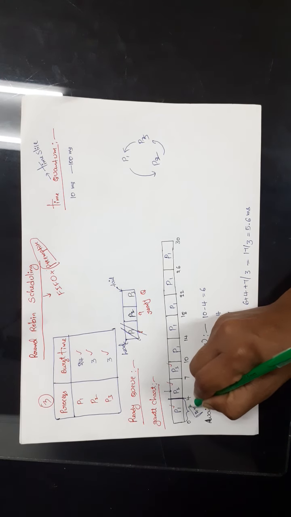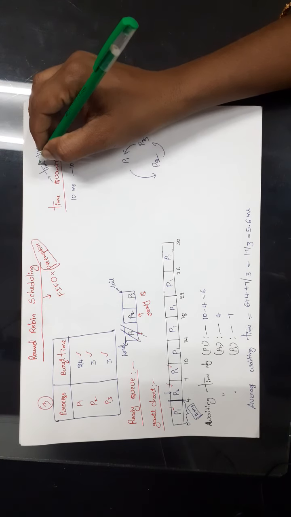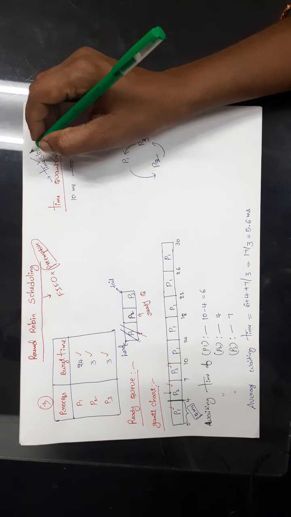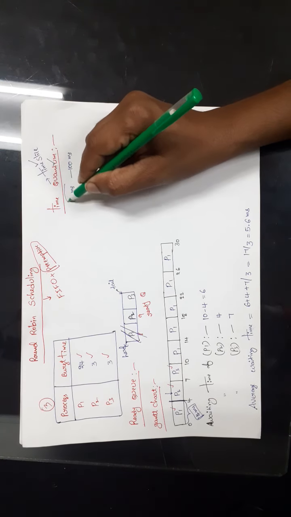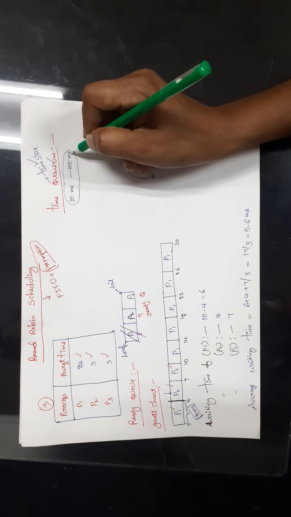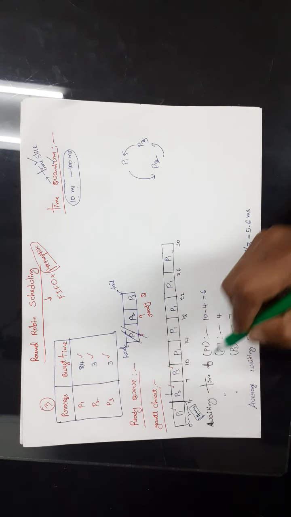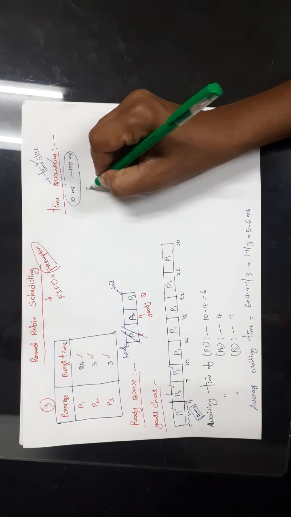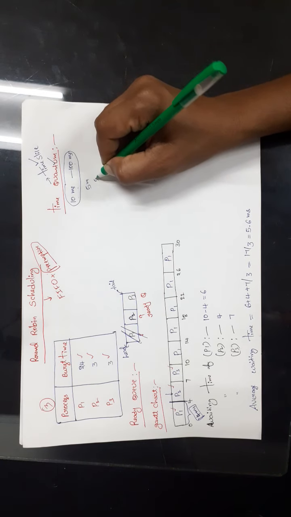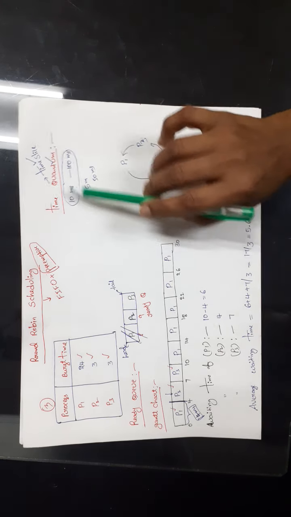Here this time is called the time quantum, or we can call it the time slice. The range of this time quantum can be from 10 milliseconds to 100 milliseconds. So it is not necessary that you should choose only 4 milliseconds. You can choose the time quantum as 5 milliseconds or 50 milliseconds. It is based on our requirement, we can choose the time quantum.